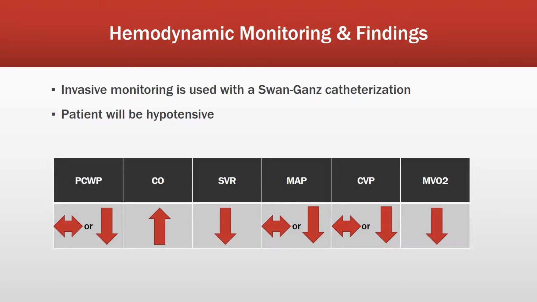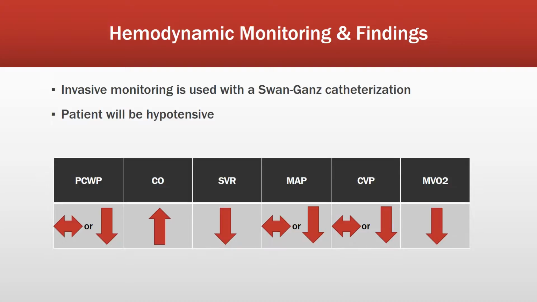The hemodynamics are going to be monitored using a Swan-Ganz catheter, and the patient will be hypotensive. The pulmonary capillary wedge pressure will either be normal or decreased. The cardiac output will be increased. The SVR will be decreased.